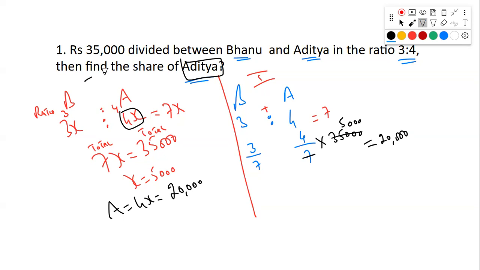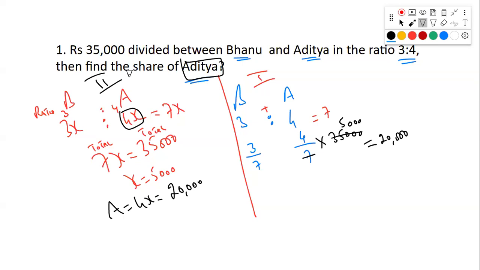Whichever way you are thinking, any of the ways you can think and get the answer. Whichever is easy for you to comprehend and understand, remember and follow that procedure. So let's say it is 3x, 4x. The total is 7x. 7x is equated to 35,000. You get the x value, then 4x. Similarly, out of every 7 parts, Bhanu gets 3, or out of every 7 shares, Bhanu gets 3 shares. Aditya will get 4 shares.